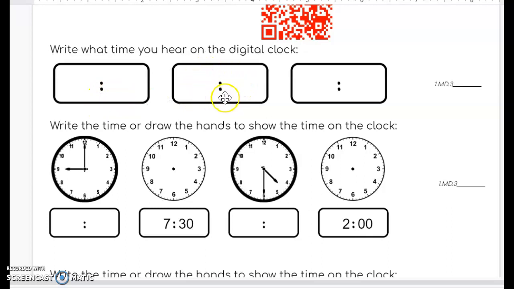For my next clock, this should say 3 o'clock. The middle clock should say 3 o'clock. And my last clock should say 10:30. The last clock should say 10:30.